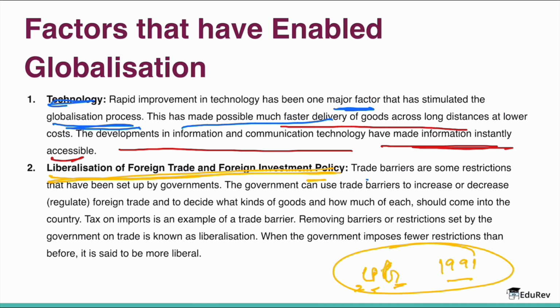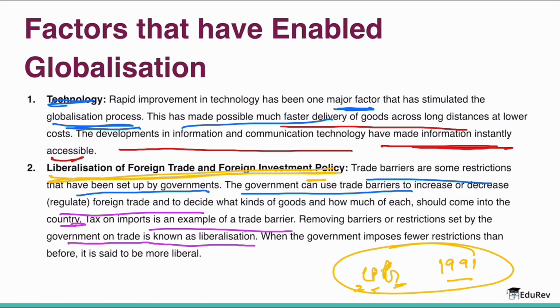This was a policy which came in India. But let's read what's given. Liberalization of foreign trade and foreign investment policy. Trade barriers are some restrictions that have been set up by the government. The government can use the trade barriers to increase or decrease the foreign trade and to decide what kinds of goods and how much of each should come into the country. Tax on imports is an example of a trade barrier. Removing barriers or restrictions set by the government on trade is called what? Liberalization. When the government imposes fewer restrictions than before, it's said to be more liberal.